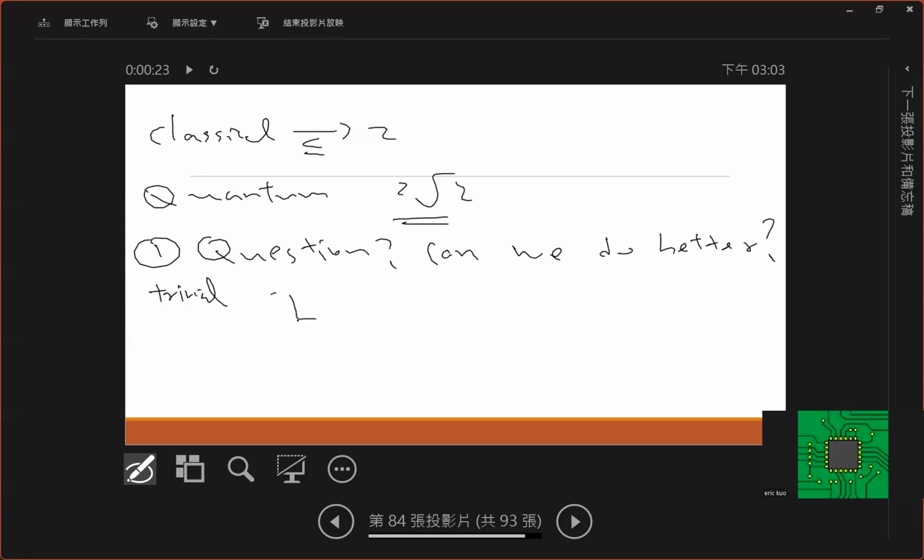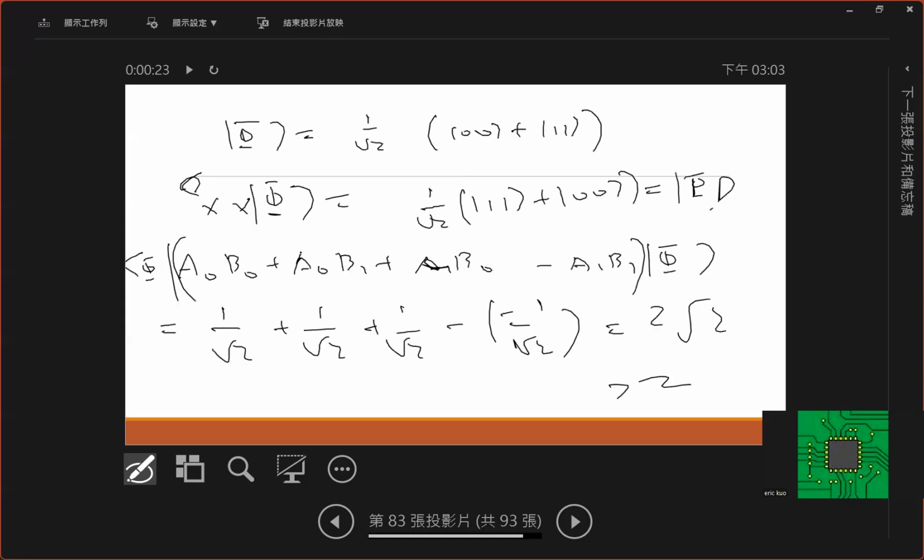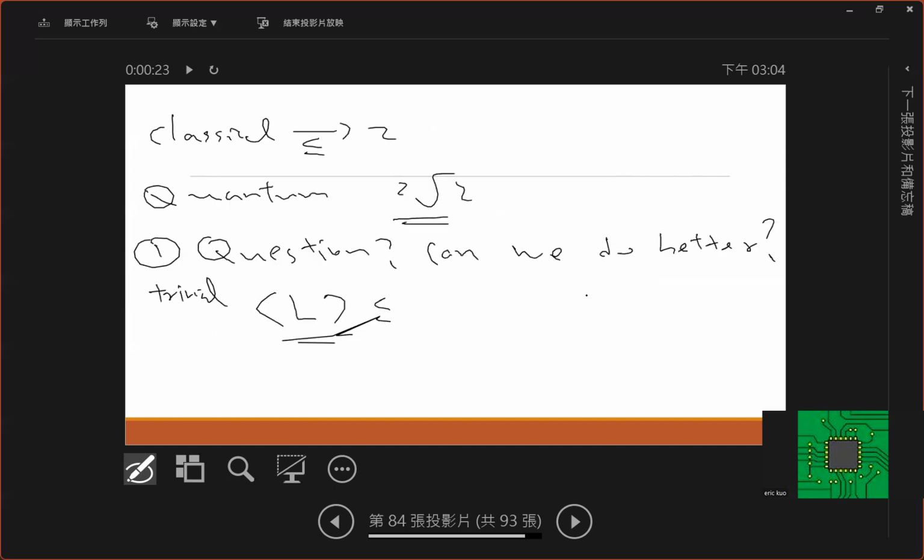So what's the upper bound of this expression? These are all Hermitian operators that square to 1. So the trivial upper bound will be 1, 1, 1, and minus 1, because A0 squared is 1, B0 squared is 1, and all the operators here square to 1. So the trivial bound is 4. And the question is whether we can find some state which achieves this or gets higher than 2 square root of 2.